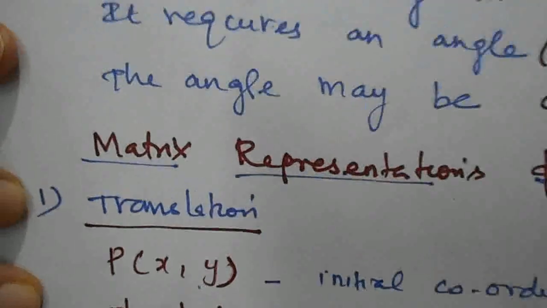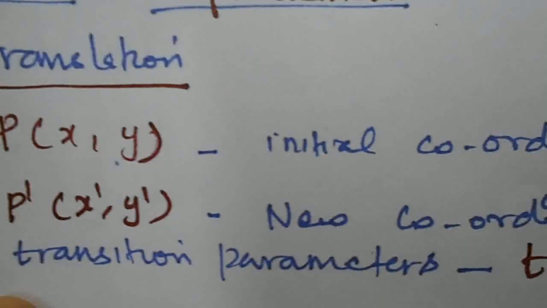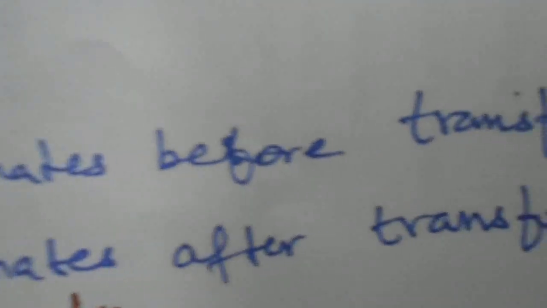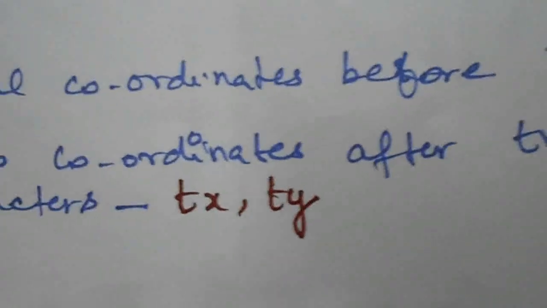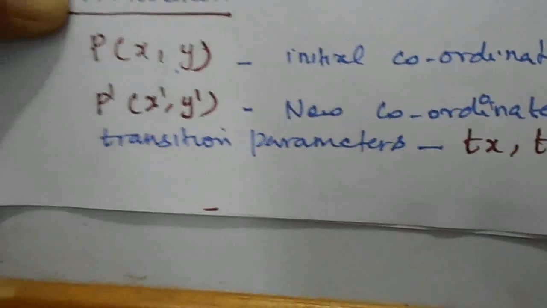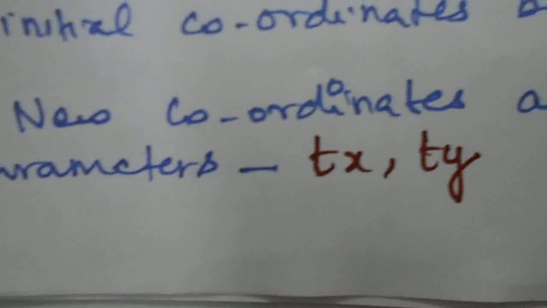First one is translation. What will be the initial coordinates? P of x comma y is the initial coordinate. P dash of x dash comma y dash is the new coordinate after the translation transformation. The translation parameter is Tx comma Ty.